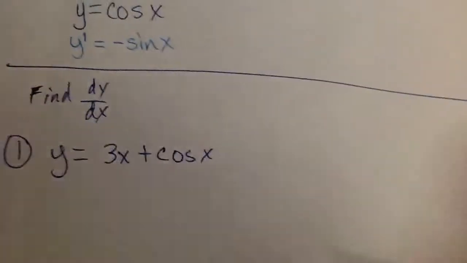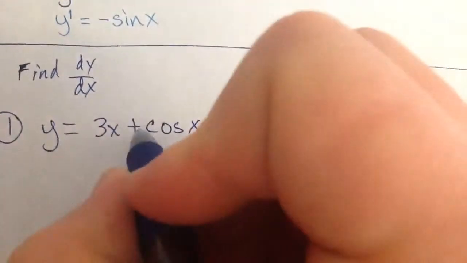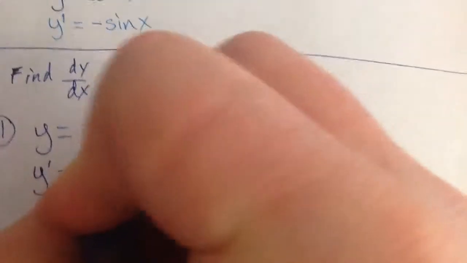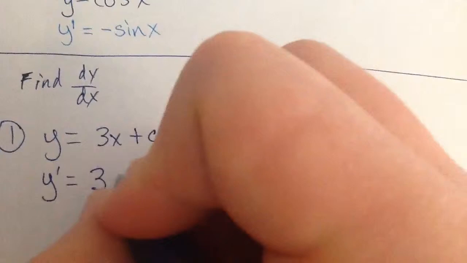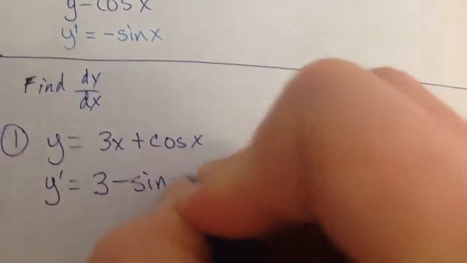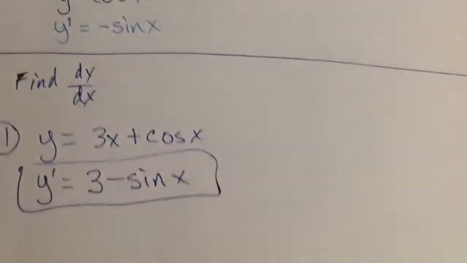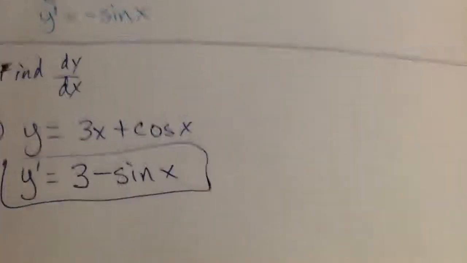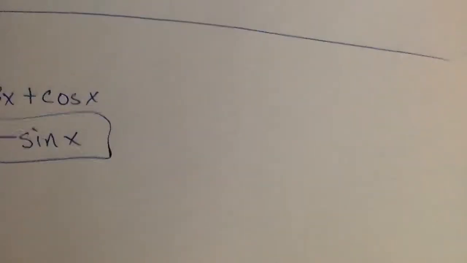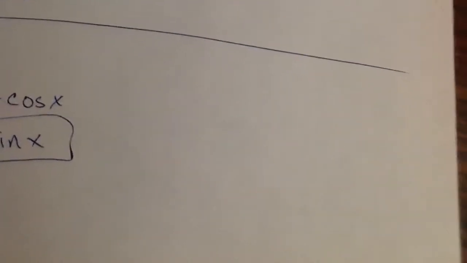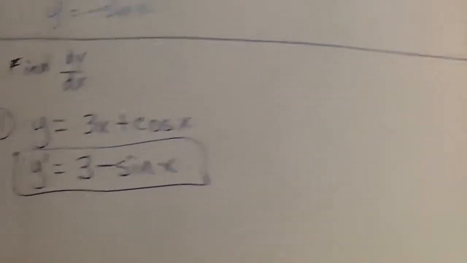So all you gotta do there, if you're doing the derivative of that, remember if it's addition, you just do the derivative of each one. So your derivative of 3x is just 3. Your derivative of cosine of x would be negative sine of x. That would be your answer. 3 minus the sine of x. A little harder.